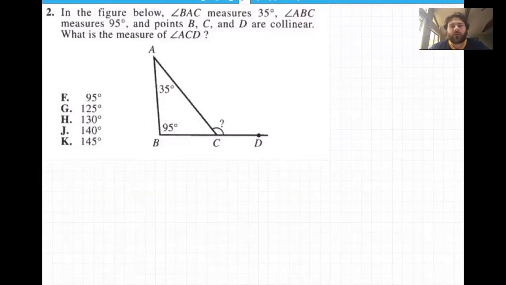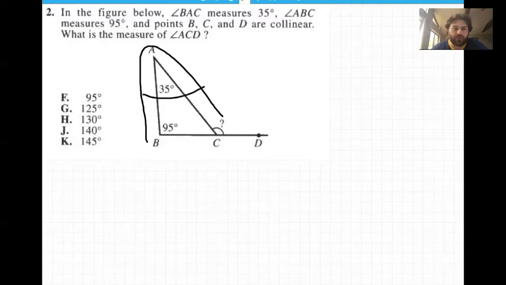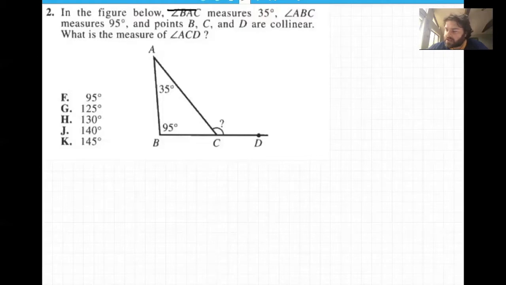So first thing, whenever I'm reading a geometry problem, I'm always concerned because there's a lot of words and then they give me a picture and what's already on the picture. So I go through and read it. BAC measures 35 degrees. Well, BAC is this angle right here, and it's already labeled 35 degrees. So that information is not really important to me because it says it in the picture, so I cross that out. It says angle ABC measures 95 degrees.